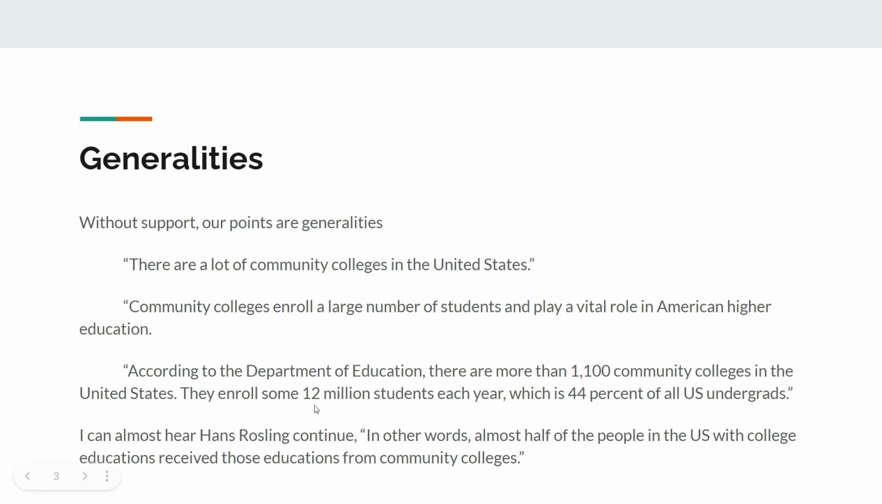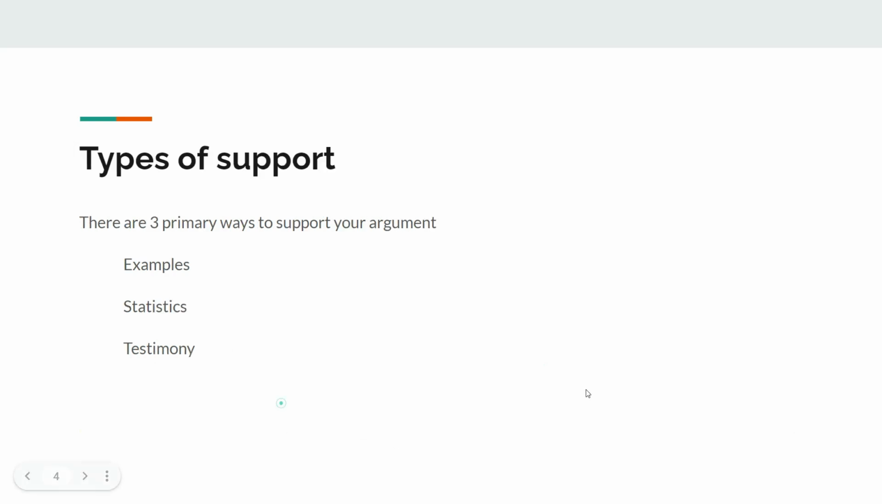Okay. But these are still big numbers. 44% is a tough thing to visualize. 1,100 is a big number. 12 million is a huge number. And so remember when we watched Hans Rosling the other week, he would continue and say, in other words, almost half of the people in the U.S. with college educations received those educations from community colleges, right? So he takes the statistics that are big, and then he uses stats to simplify them, about half of the people, right? So statistics are very useful for simplification.